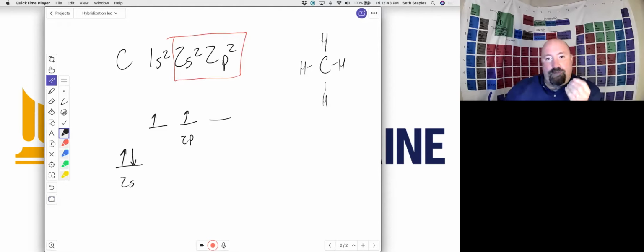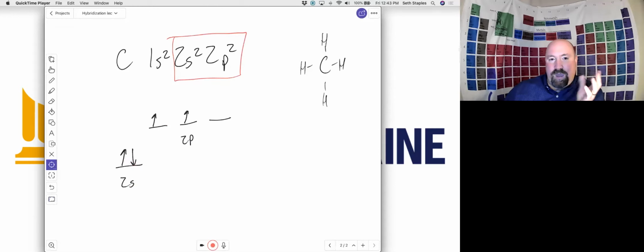So carbon's going to form 4 equal bonds, each to different hydrogens. But if we look at the arrangement of electrons here, and if we remember that each bond consists of 2 electrons, we start to see that this arrangement doesn't really work out.